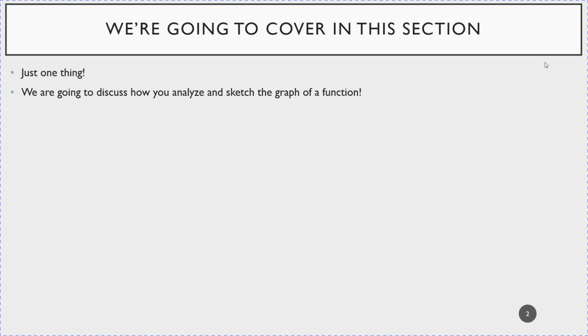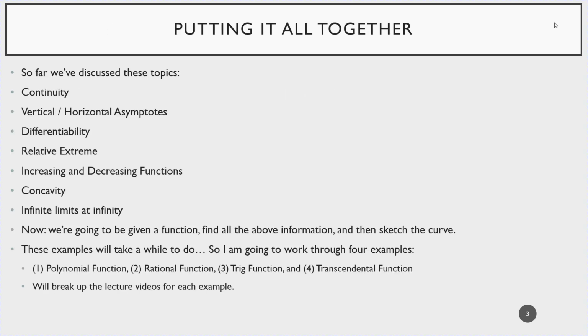In this section, we're going to discuss how you analyze and sketch the graph of a function. You're going to notice that these examples are rather lengthy. So here's what we've discussed so far: a lot's been going on. We've discussed continuity, vertical and horizontal asymptotes, differentiability, relative extrema, increasing and decreasing functions, concavity, and infinite limits at infinity. Now we're going to be given a function, find all the above information from it, and then sketch the curve.